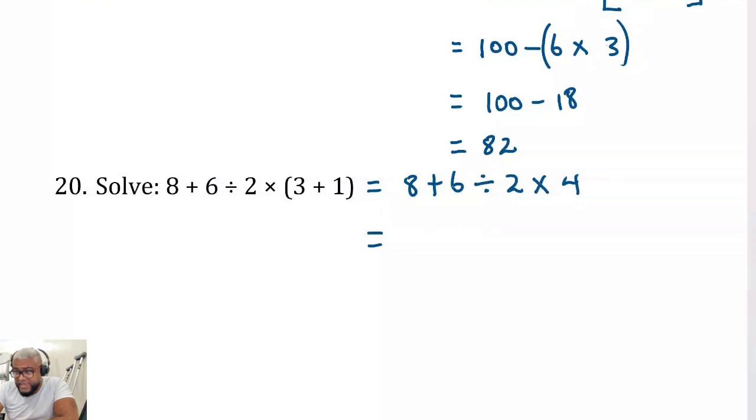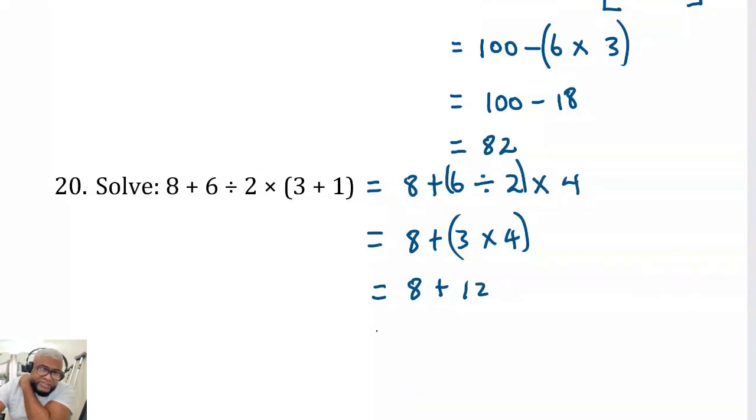Right, at this stage, you need to do division and multiplication before you do addition. So I'm going to bracket off the division. We're going to do the division first. So 8 plus 6 divided by 2 is 3. 3 multiplied by 4. I still have to do the multiplication before I do the addition. So this will be 8 plus 12. And 8 plus 12 is 20. Excellent.